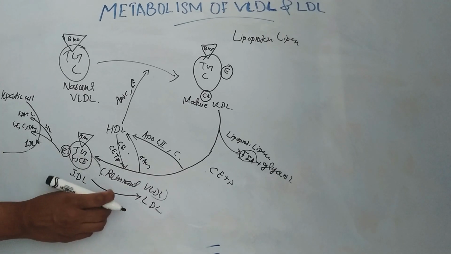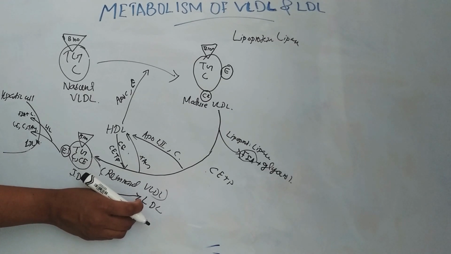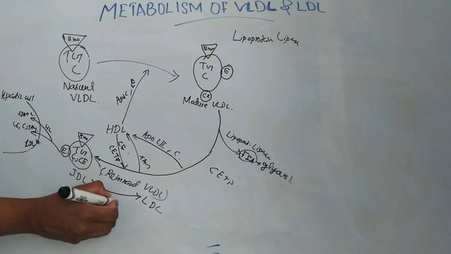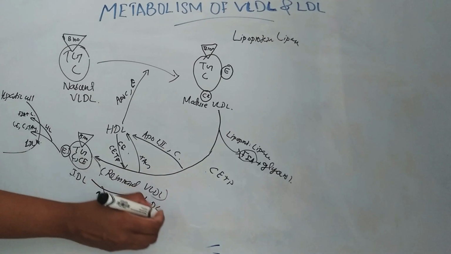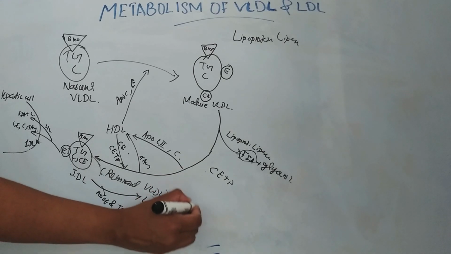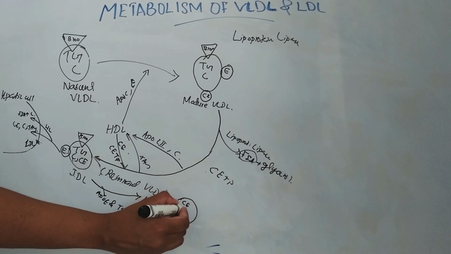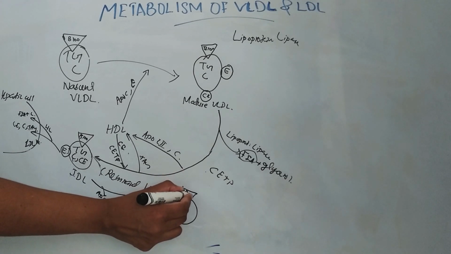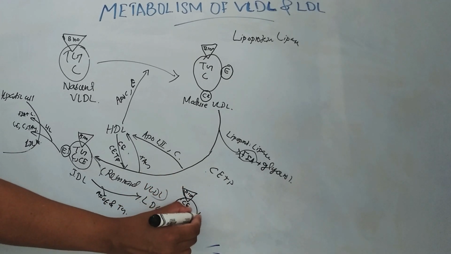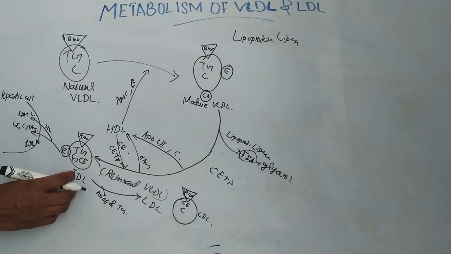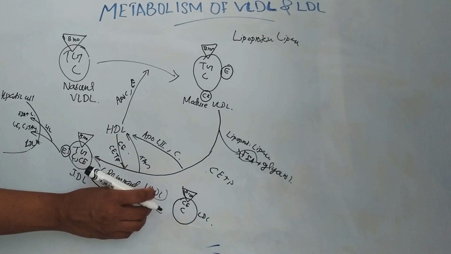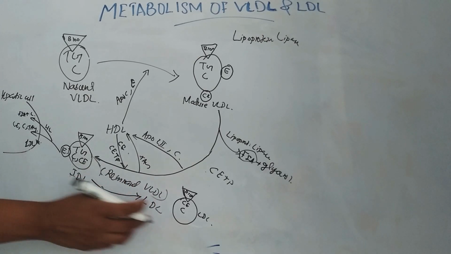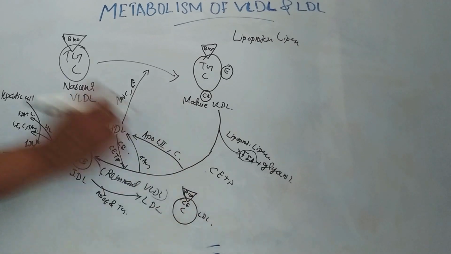So most of the IDL particles are converted to LDL by losing ApoE and some triacylglycerol. So LDL will have cholesterol ester, cholesterol, and ApoB100. That is LDL. So the majority of IDL will be converted to LDL by losing triacylglycerol and ApoE, and it will become cholesterol ester, cholesterol and ApoB100.